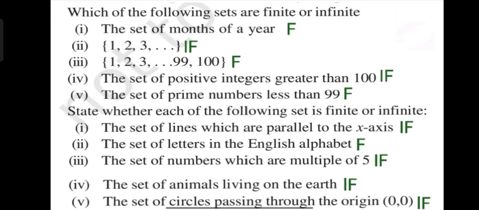And moving on to the next question, the set of all numbers which are a multiple of 5. Okay, what are they? 5, 10, 15, 20, etc. And 1 lakh is a multiple of 5, 10 lakh is a multiple of 5, 10 crore is a multiple of 5, and so on. And now you may have understood that it is an infinite set. And the set of all animals living on earth, it is definitely an infinite set, isn't it?